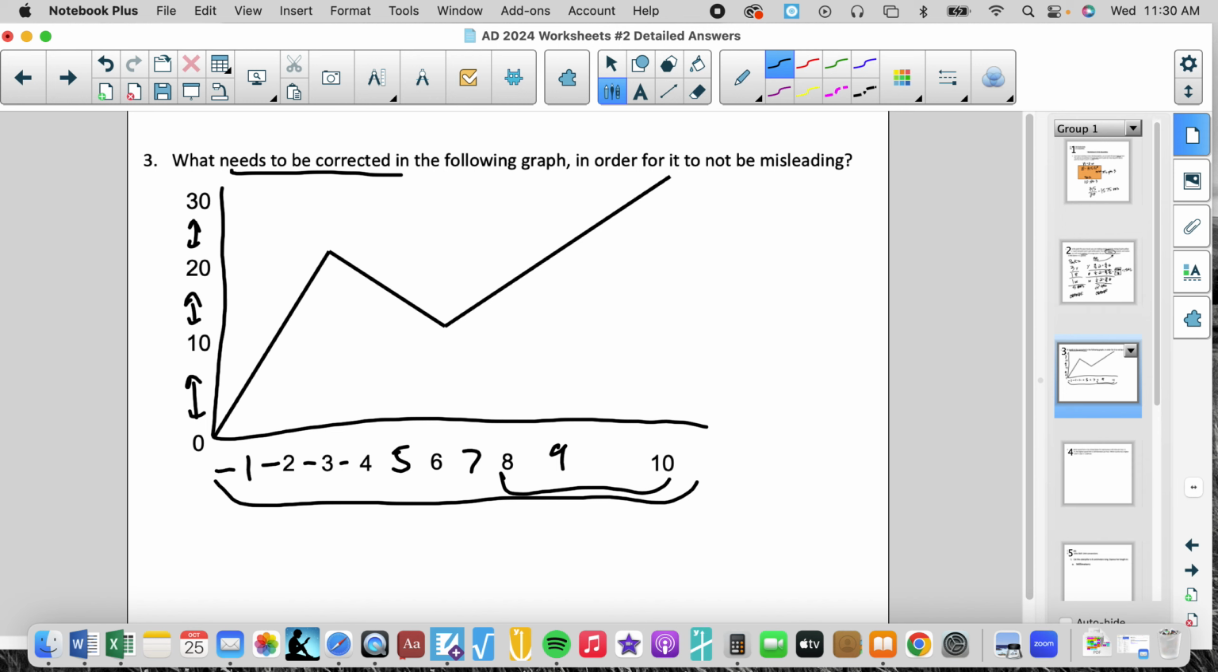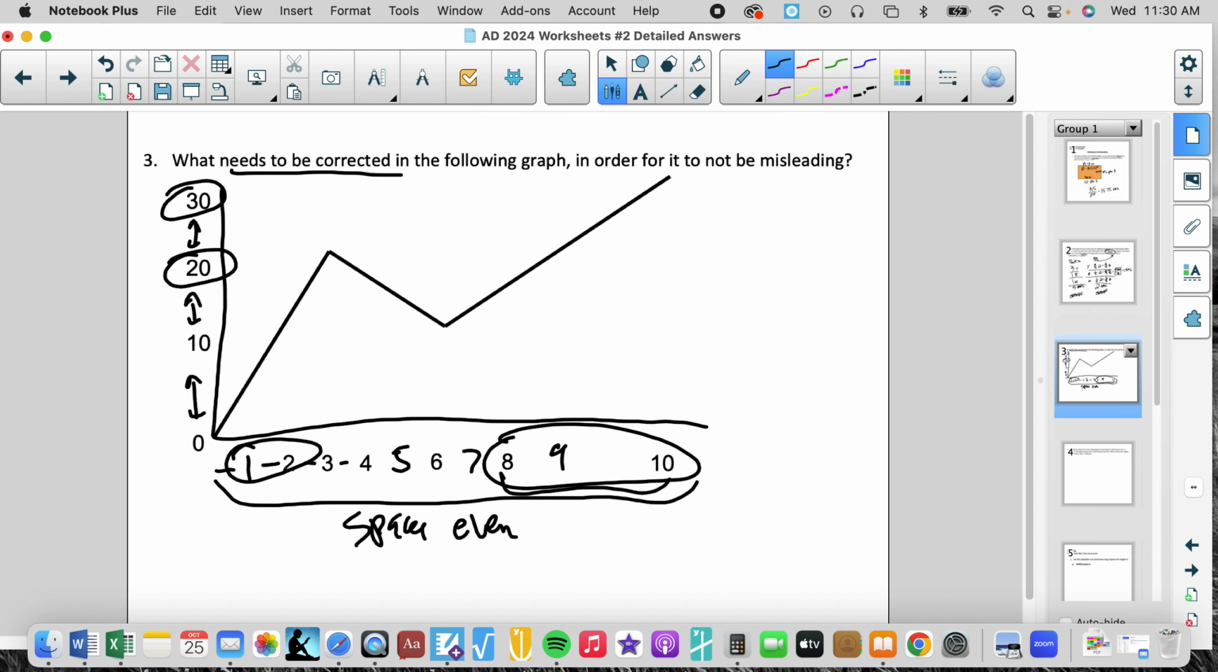Well, I think the spacing here needs to be even. These need to be evenly spaced, so I would fix this part. It's missing units. I don't know what these units are. Is this 30 watt? What are these? And what are these units?